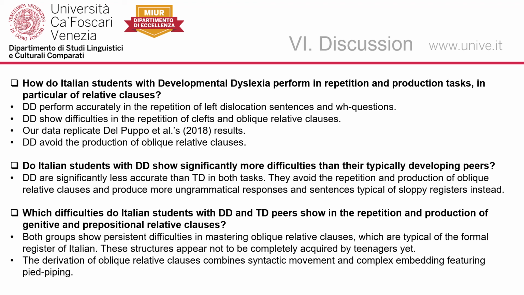However, both groups show persistent difficulties in mastering oblique relative clauses, which are typical of the formal register of Italian and present a combination of syntactic movement, complex embedding, and piping. Our results suggest that oblique relative clauses are not completely acquired by adolescents yet.